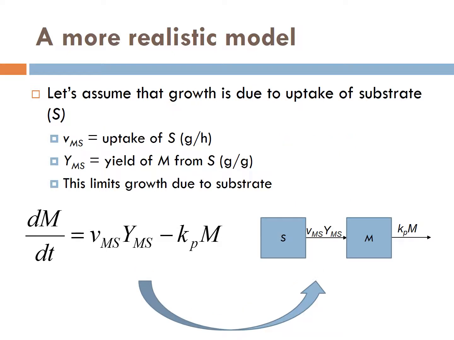Next, we could try to represent growth more realistically. Rather than just representing it as mu, we can assume that growth is due to uptake of substrate S. We'll define V sub ms as the uptake of S, and Y sub ms as the yield of M from S. This limits growth due to substrate. We can see that the expression V sub ms, Y sub ms replaces the expression mu m in both the equation and the compartmental model. Further, we add a pool labeled S to the compartmental diagram, representing that substrate is now in the model.